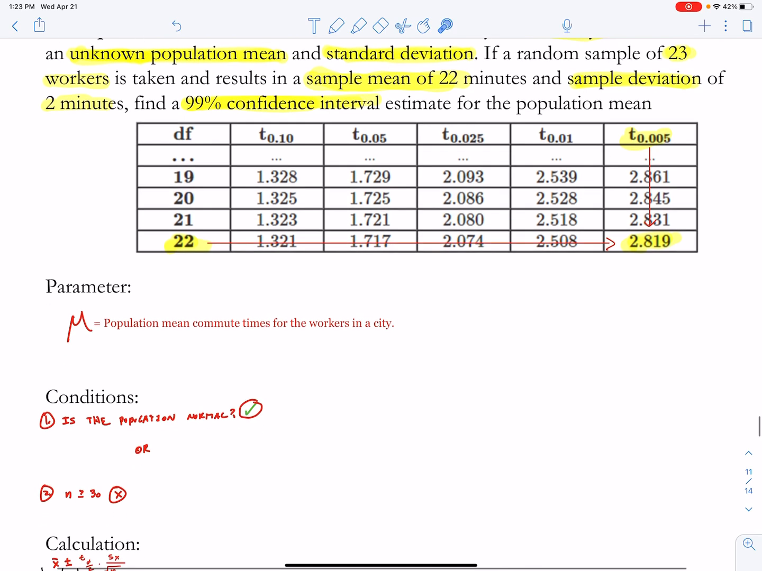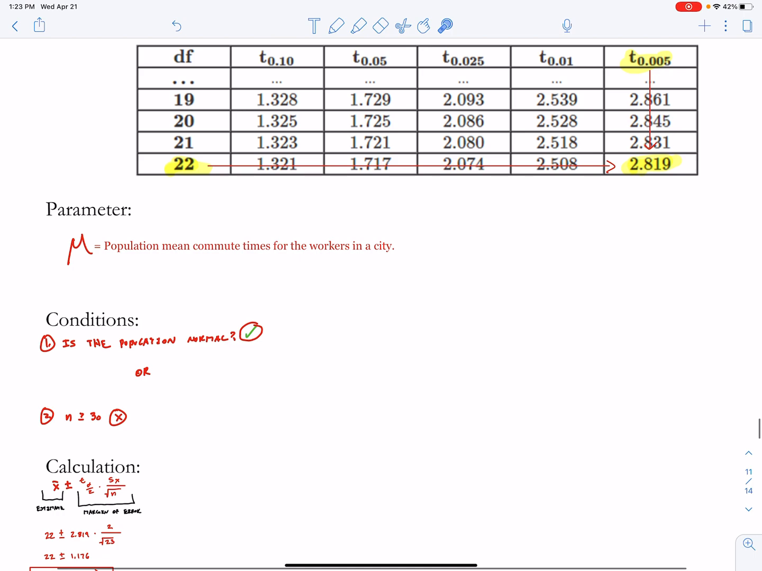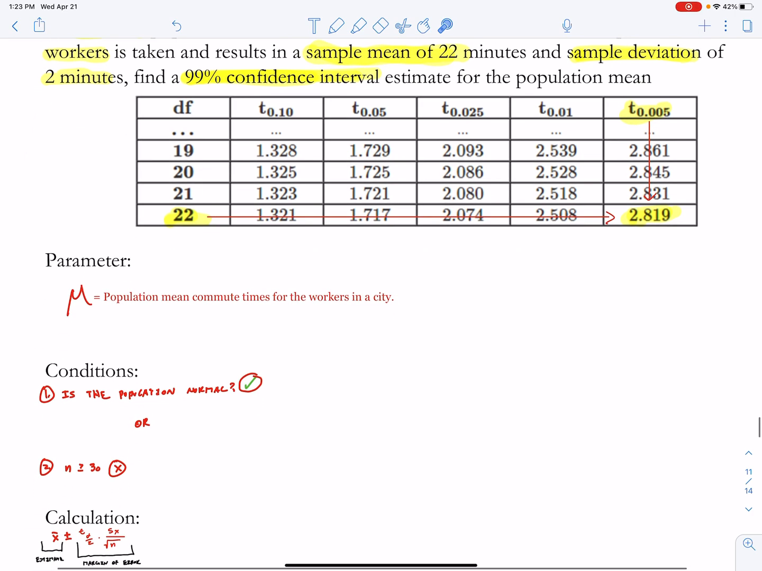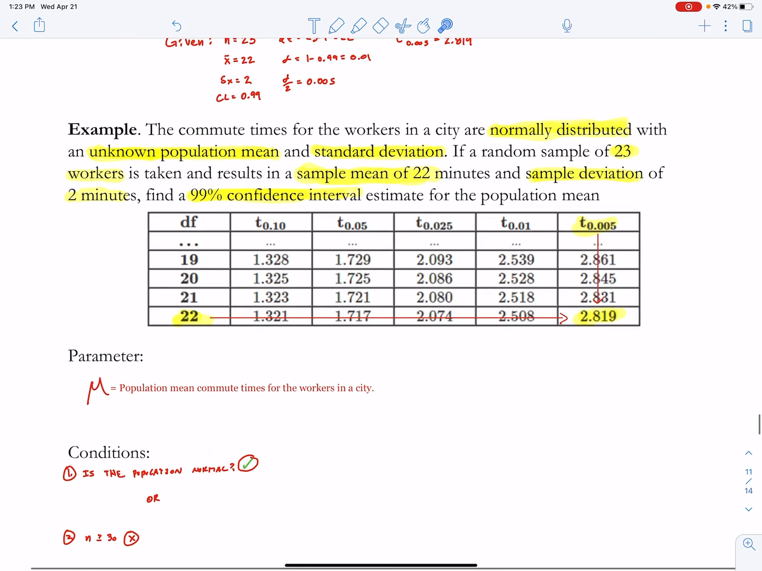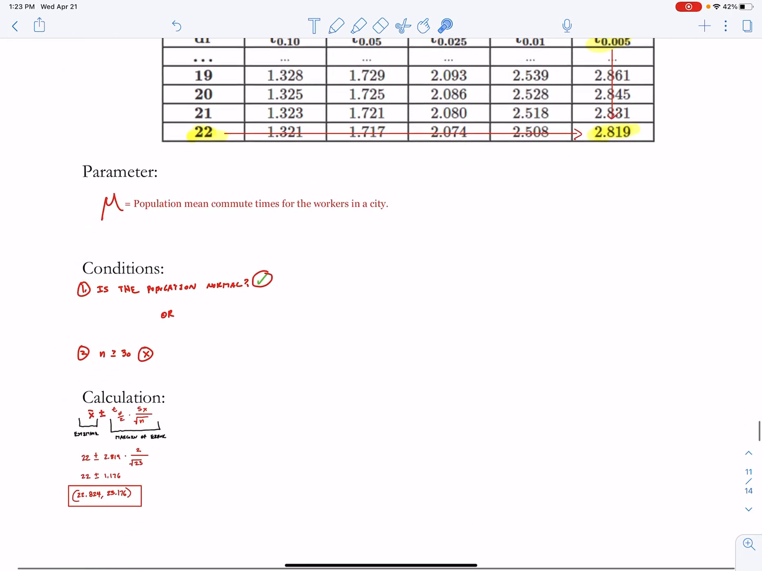Our conditions here, we have to meet two. These should look very familiar to you. The condition is, is the population normal? Well, we know that it told us at the top it's normal. If it doesn't meet that condition right away, then that's where you want to find if your n is greater than or equal to 30. Here, our n is actually less than 30, but that's fine because we already met the standard of a population being a normal distribution. So what that allows us to do is actually conduct the problem.